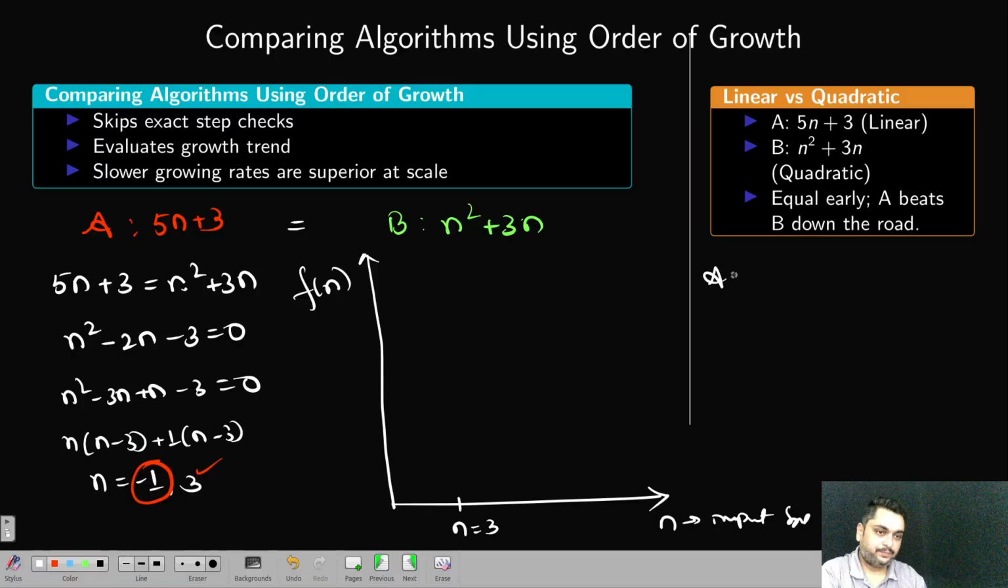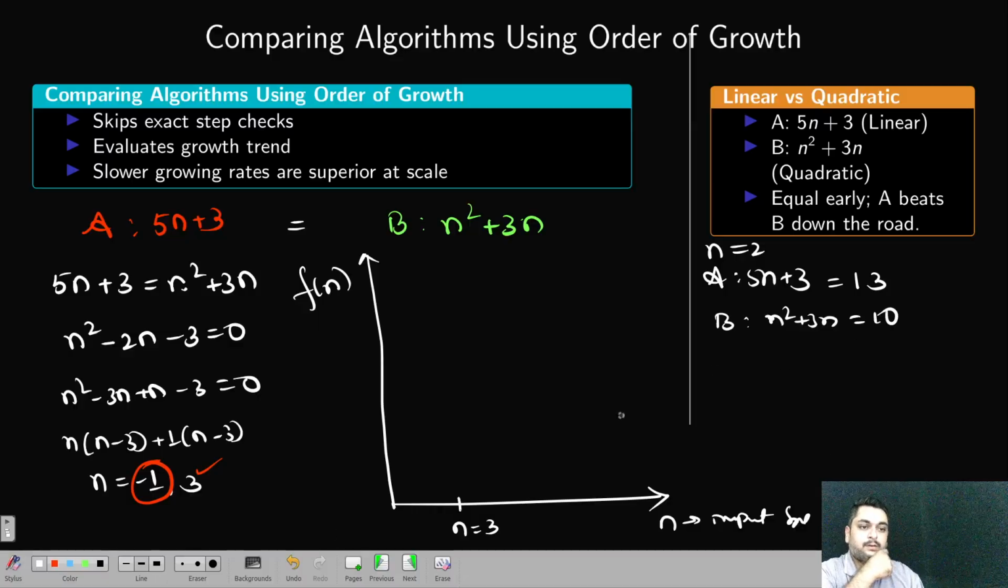You just find out in this. So A is 5n plus 3. If I put n equal to 2, which is less than 3, it is 13. B is n square plus 3n, so 4 plus 6, which is 10. If you observe here, before n equal to 3, that is before the crossover, we feel that this algorithm B is doing well, because it is taking only 10 operations. Here it is taking 13 operations. So we may find that B is better, but you are doing it for large scale input, so big data.